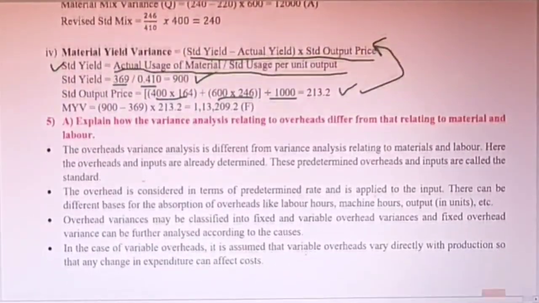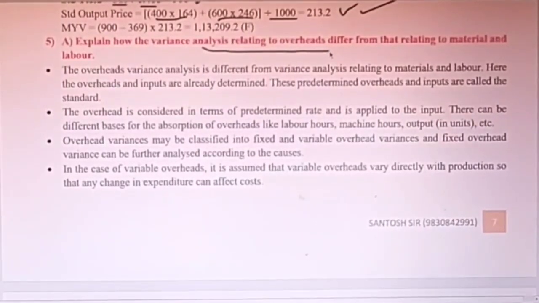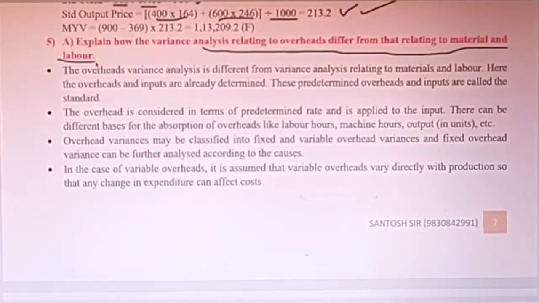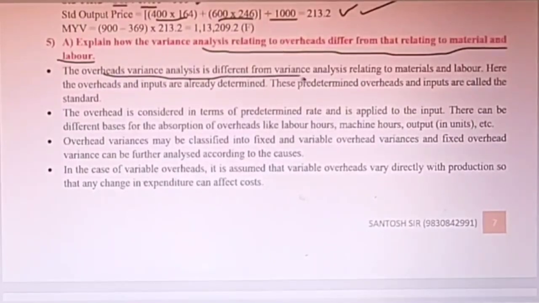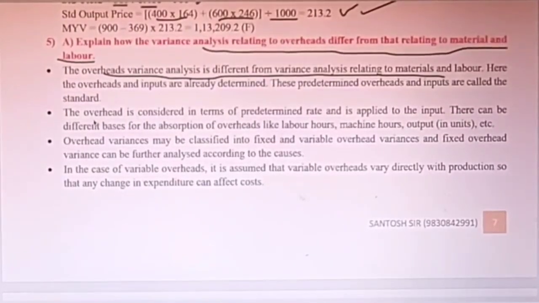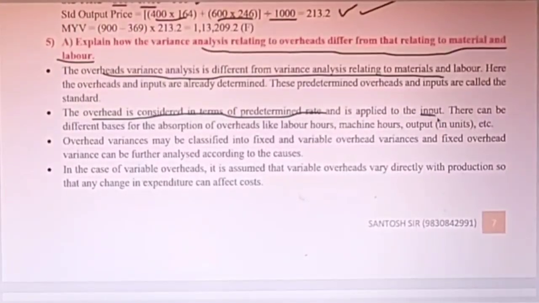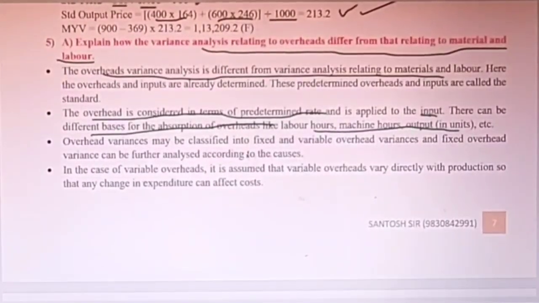Question number 5: explain how the variance analysis relating to overheads differs from that relating to material and labor. Again, a little difference is there. Overhead variance analysis is different in the following ways, because overhead is considered in terms of a predetermined rate applied to the input, and there can be different bases for absorbing overheads like labor hours, machine hours, output units, and so on.